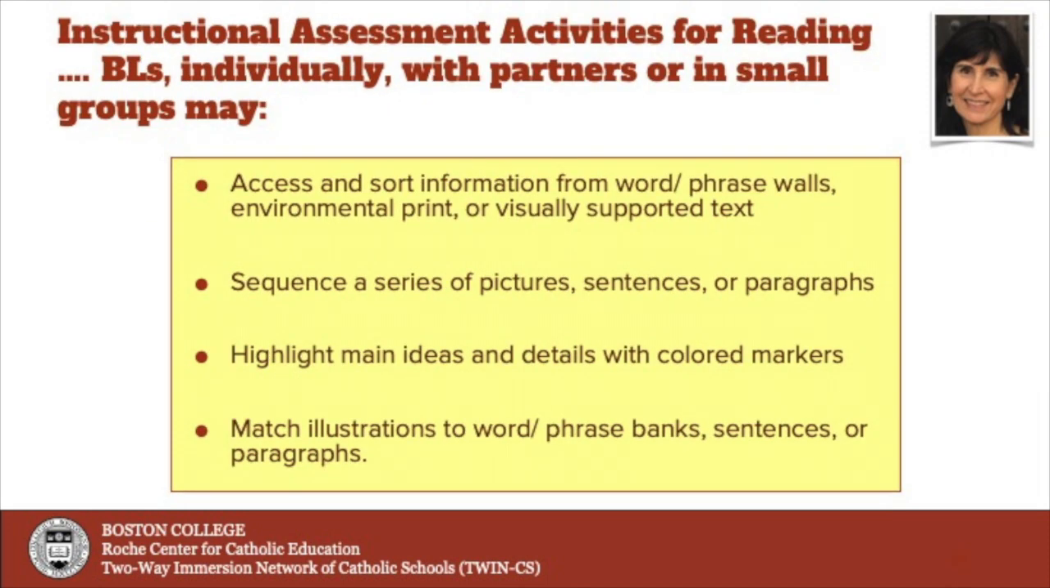Gottlieb proposes these 4 activities as a way to assess through reading: access and sort information from word, phrase walls, environmental print, or visually supported text, sequence a series of pictures, sentences, or paragraphs, highlight main ideas and details with color markers, and match illustrations to word, phrase banks, sentences, or paragraphs.